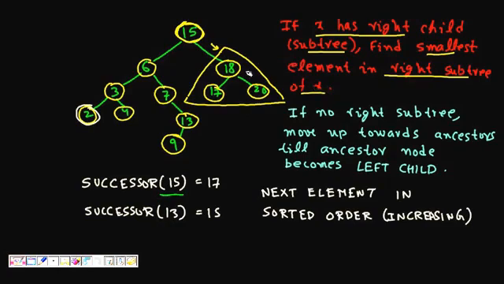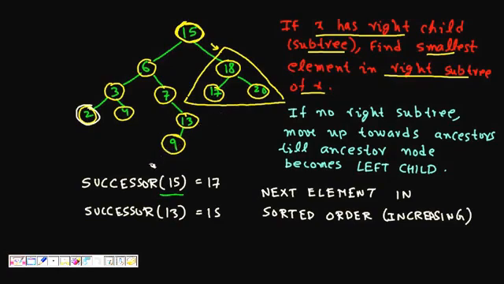Now you will ask how to find the smallest element in a given subtree. Just from the root, keep on traversing towards the left till you hit a node which has no left child. That will be the smallest node in a given subtree. So we find that. Okay.